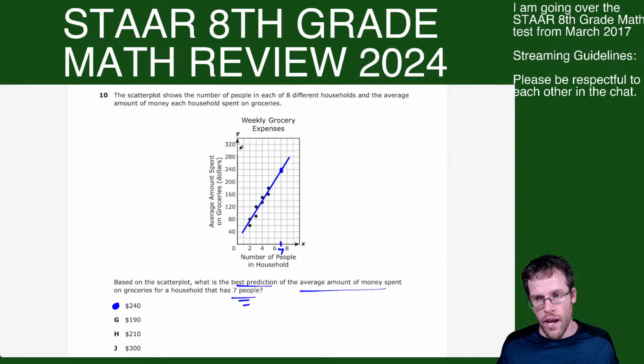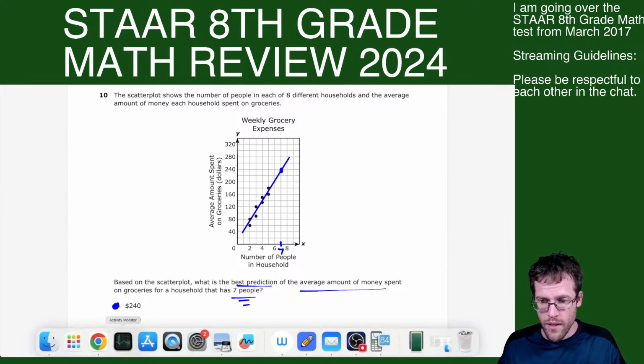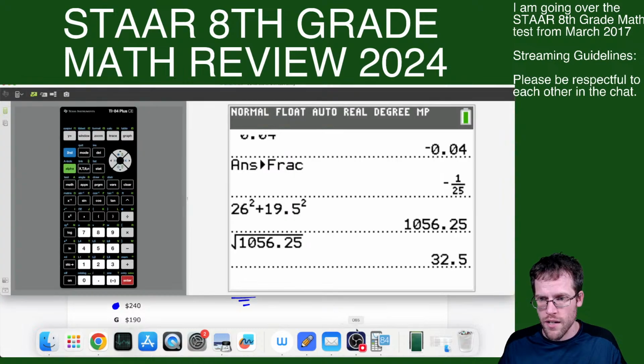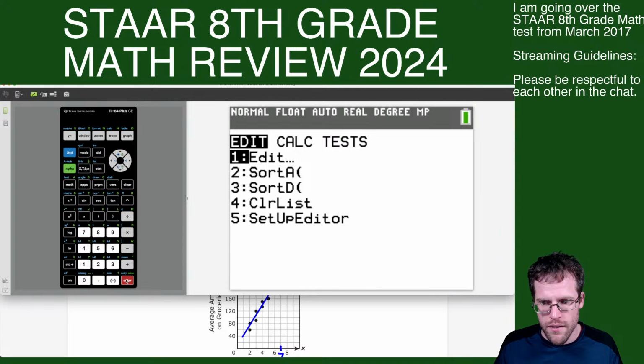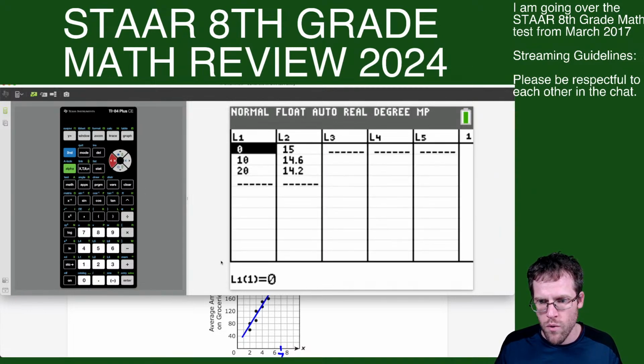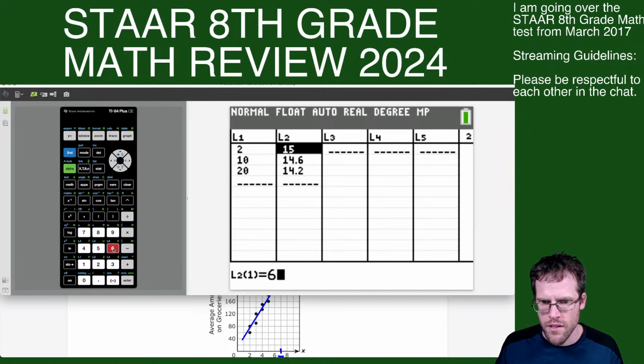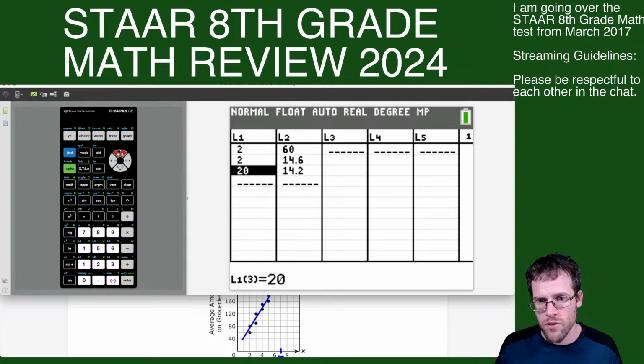Otherwise, if you're anxious, what you can do is turn the stats diagnostics on. I could take this graph, go to stats edit, and type in these points one by one. There are 8 points: 1, 2, 3, 4, 5, 6, 7, 8. I would have 2 and 60, then 2 and 80. So you see, this would be time consuming.